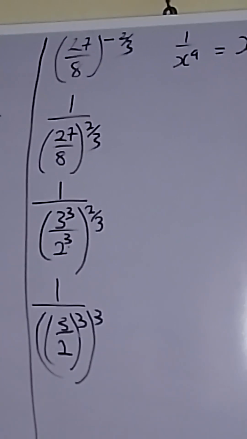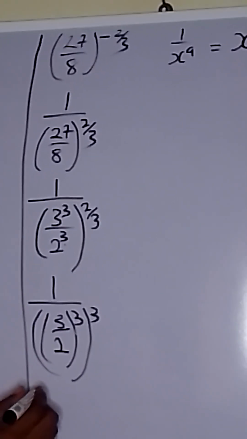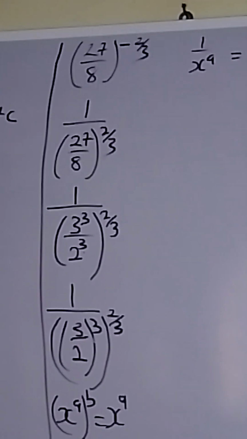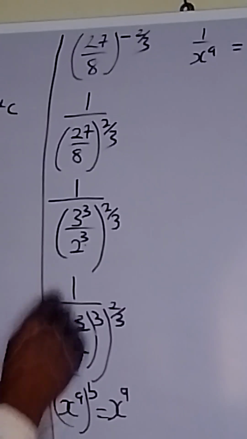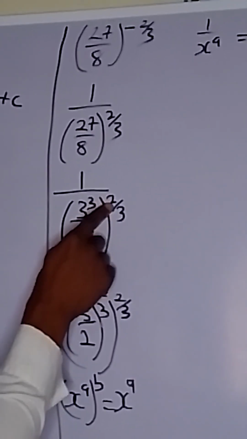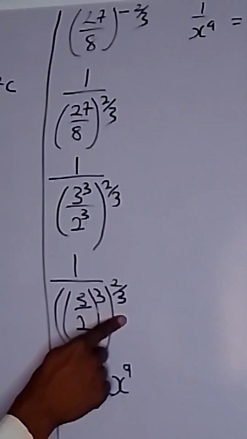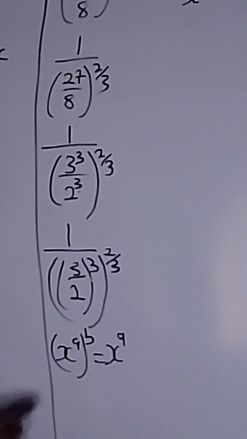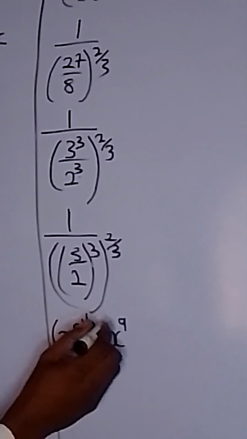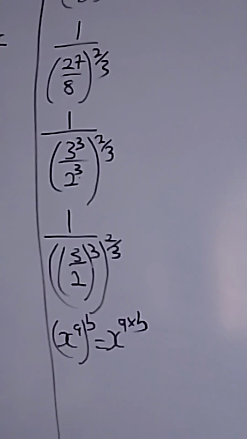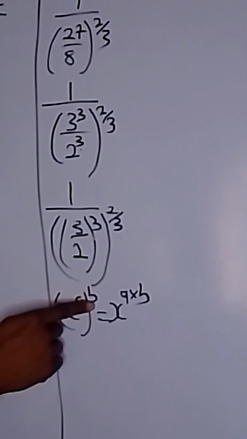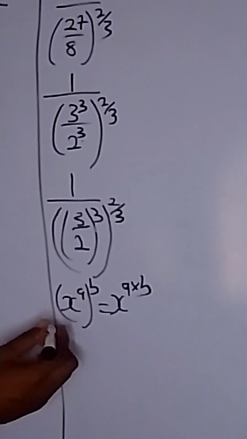Okay, having done that, then this reminds us of the law that says x raised to power a, all raised to power b. So having factored out the power, we have the power here factored out, and the outside power still remains 2 over 3. Okay, so we now recall the law that says x raised to power a, all raised to power b is equal to x raised to power a times b. So our x is 3 over 2, our power a here is 3, and our power b is 2 over 3. So we can proceed with that.